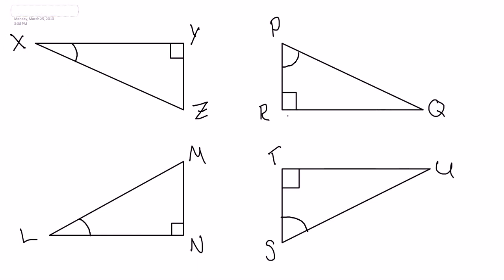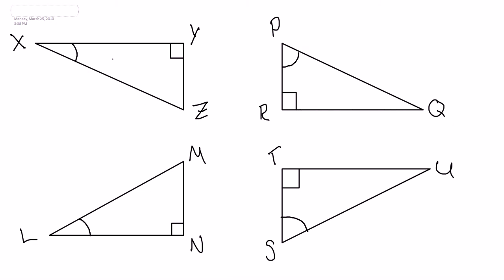So what I'd like you to do is to copy down the 4 right angle triangles with the names that you see here. What we're going to be doing is naming each of these triangles, all of their sides with respect to the indicated angle. So here we're naming with respect to X, here with respect to P, here with respect to S, and here with respect to L. So pause the video and we'll take a look at the solution.